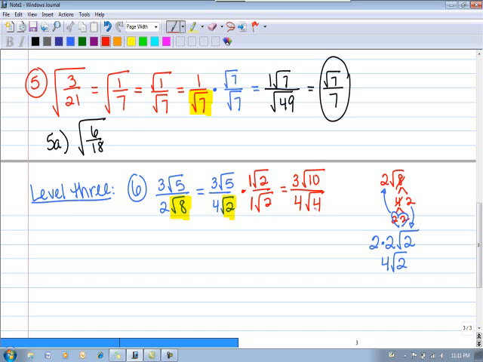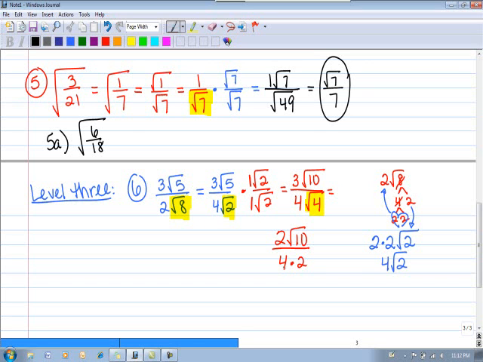And I know that the square root of 4 is 2, so instead of the square root of 4, I'm going to write 2. So this is equal to 3 radical 10 over 4 times, again, instead of the 4, I'm going to write 2, because the square root of 4 is 2.